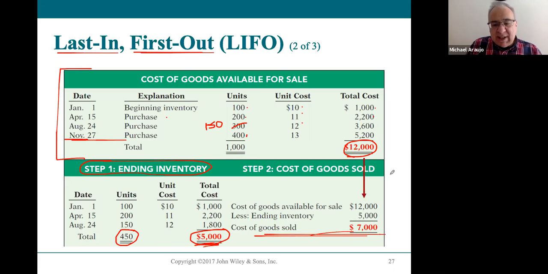Which ones did we sell? We sold these 400 because they're the last ones in. They're the first ones out. So these 400 have been sold, and half of this has been sold. So 5,200 plus 1,800, that's half of that, is 7,000. So we can actually calculate and prove both ways.